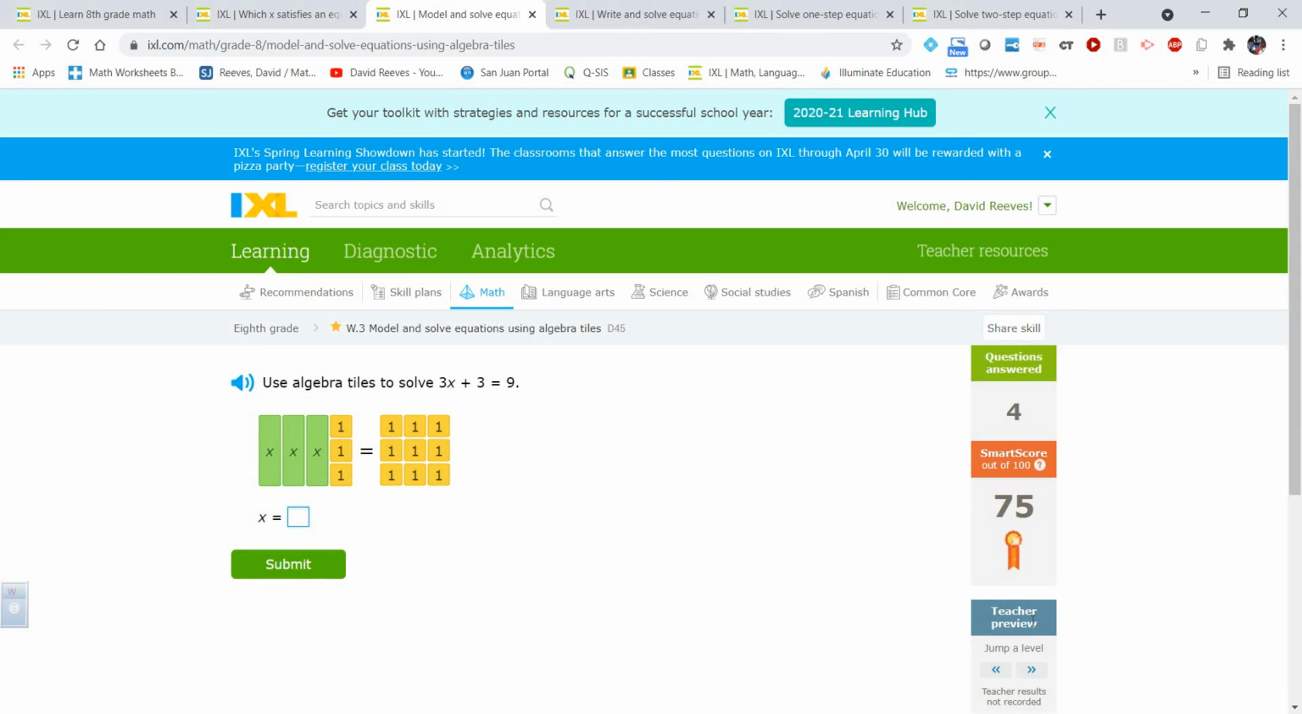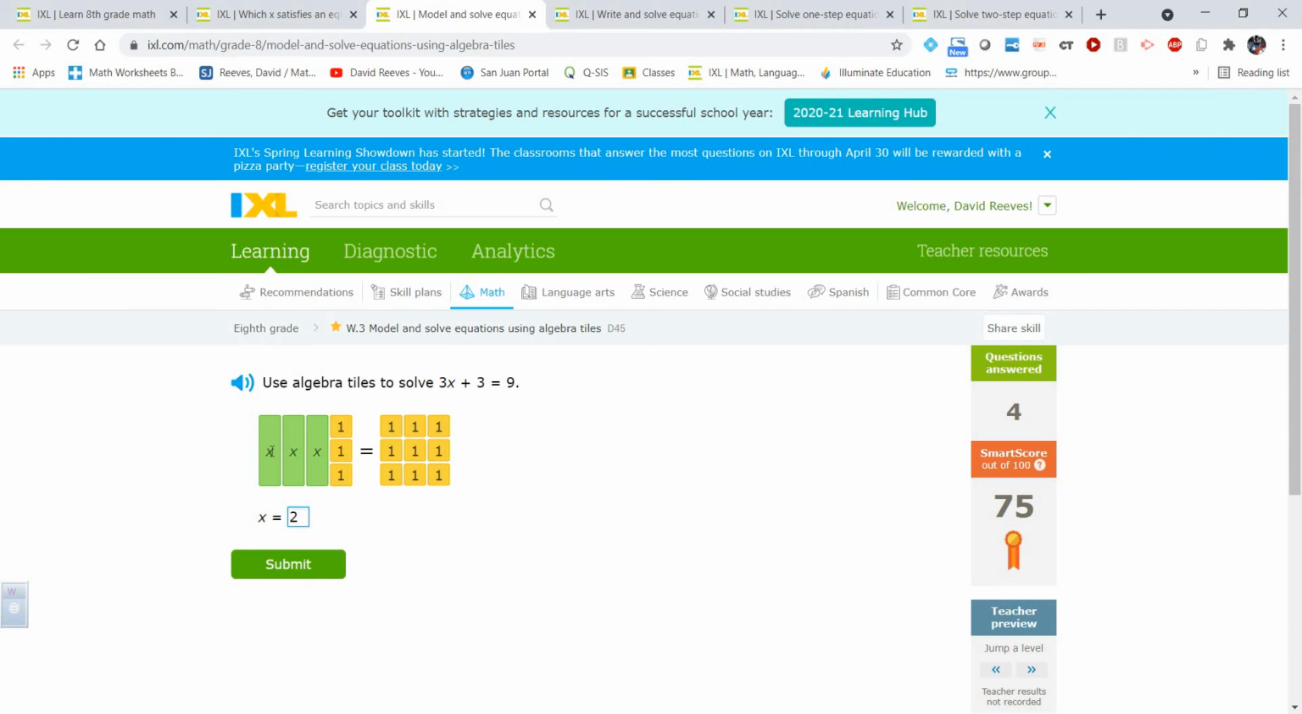All righty. Now they want me actually to solve it, okay? Now you don't actually have to use the algebra tiles to solve it. You could just solve it the way we've been doing it with inverse operations by subtracting 3, because that's the opposite of adding 3, and then dividing by 3. If I did take away 3 from both sides, I'd get 3x equals 6, and then I would divide what was left into 3 groups, and I would get x is equal to 2.